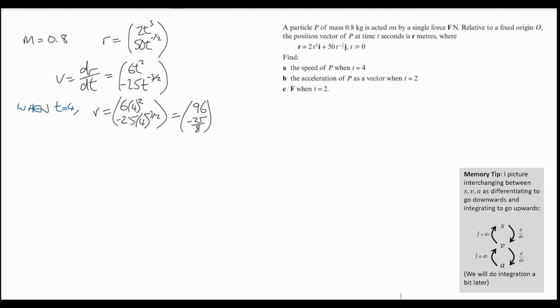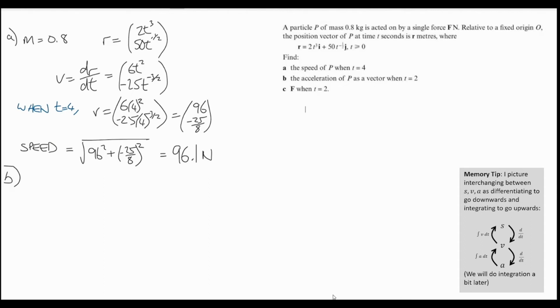Okay, the question asks for more than this. It wants the speed of P. So we need to find the magnitude of this velocity vector. To find its magnitude, we're going to apply Pythagoras. And this goes straight into the calculator, and we get an answer of 96.1. So this was the speed of P when t equaled 4. We started with the position vector, which we differentiated to find the velocity vector, and then we had to find the magnitude of that velocity vector.